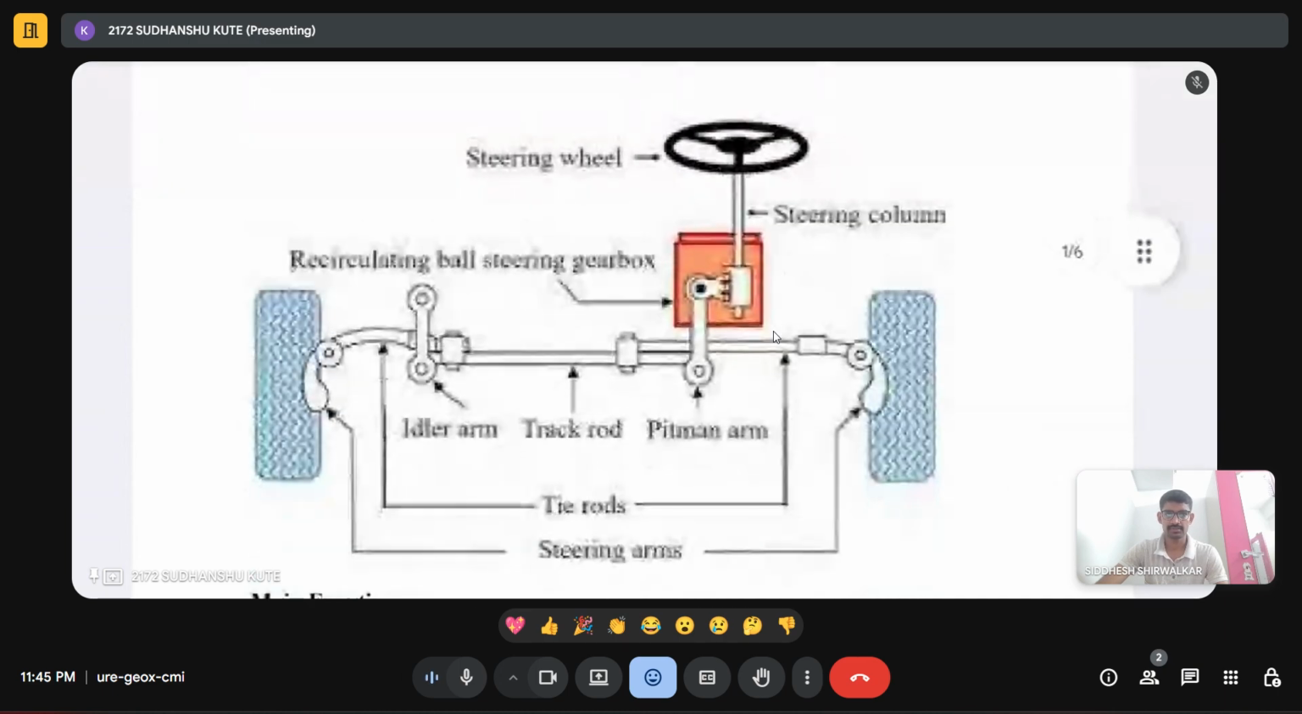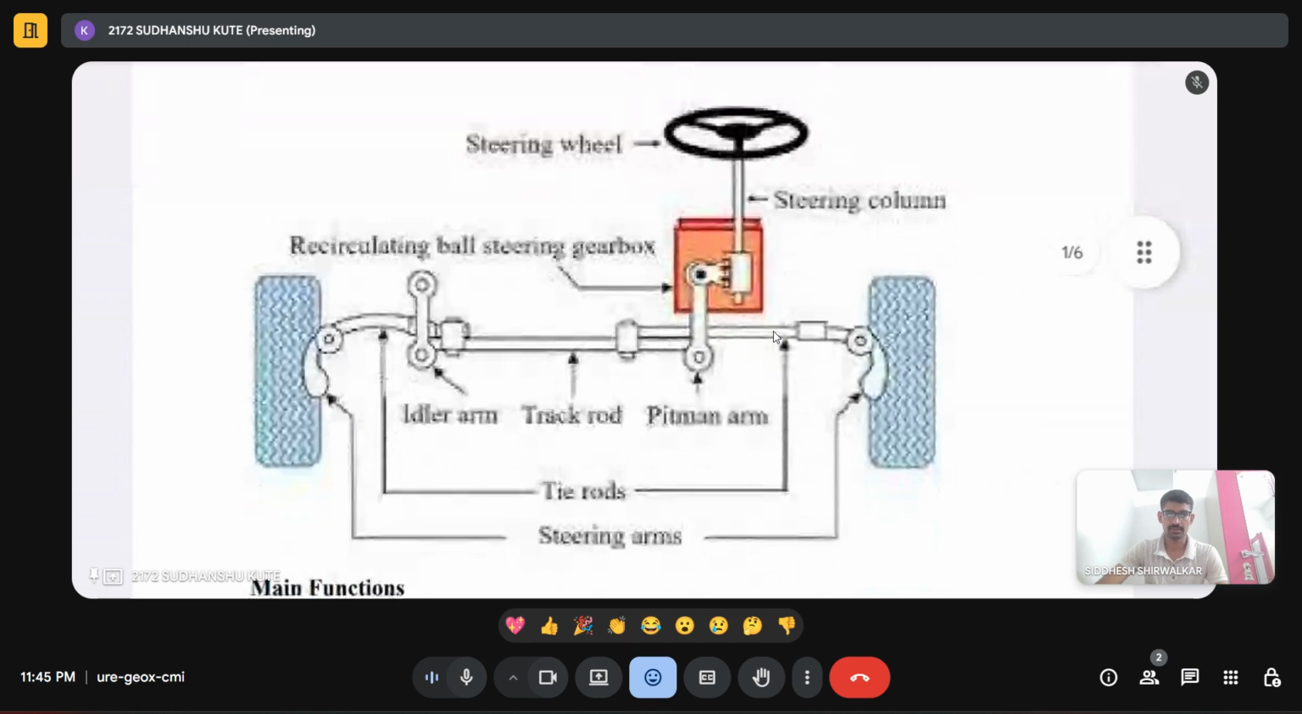As you see, this is the block diagram of the actual steering mechanism, where you can see the steering wheel that the driver steers for changing the direction of the vehicle, which is connected to the wheels by means of the steering column and a mechanism that includes idler arm, track rod, pitman arm, and a recirculating ball steering gearbox.